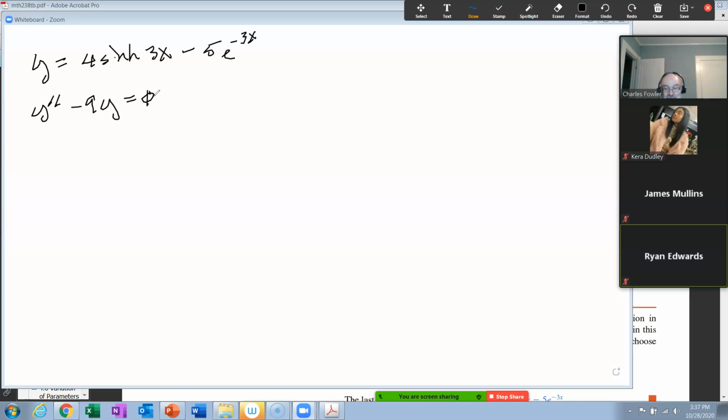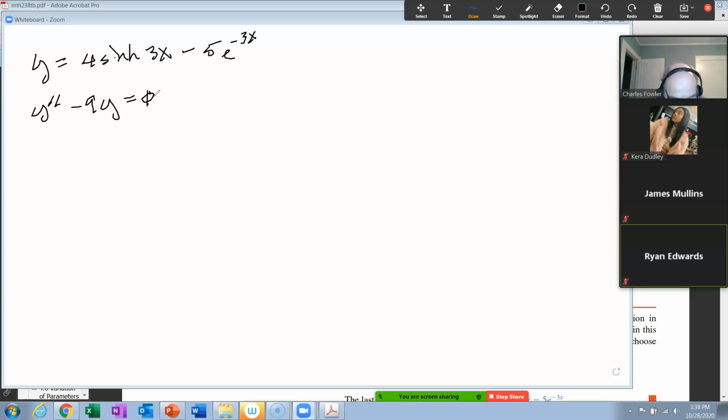Now, I don't like messing with hyperbolic sine, so let's see if I've got the resources here to do it. I thought it was here in the front of the book, and it's close but not quite. But I do think they give it to you. Let me just check and make sure. Laplace transforms. Okay.